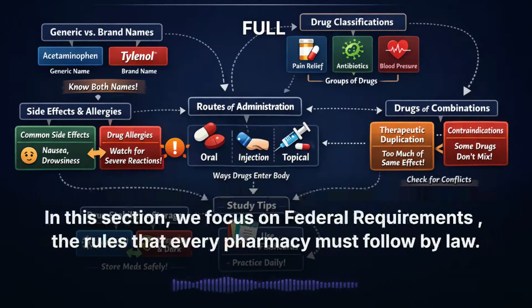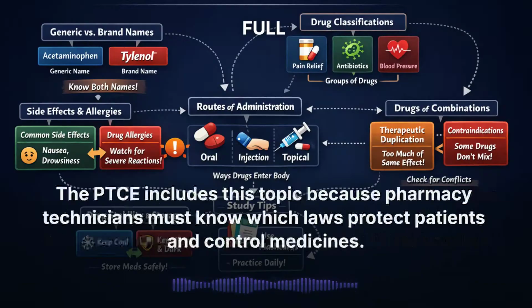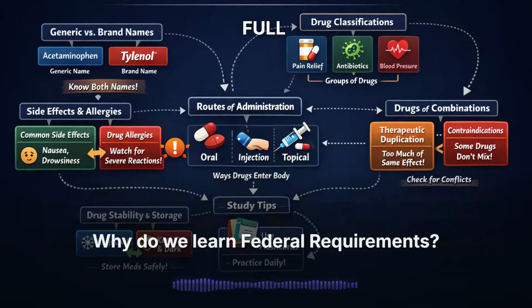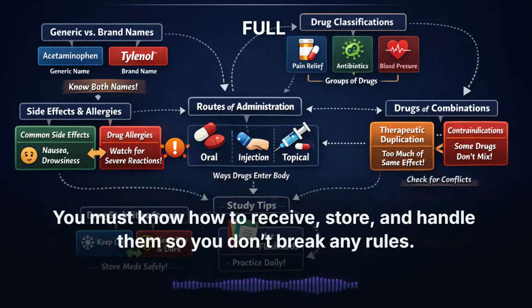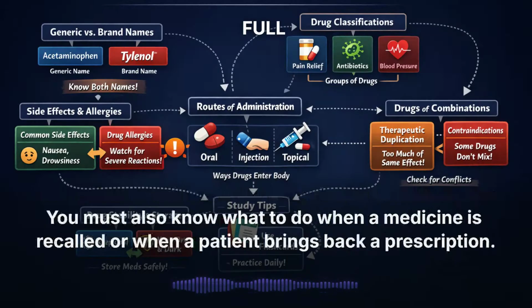In this section, we focus on federal requirements, the rules that every pharmacy must follow by law. The PTCE includes this topic because pharmacy technicians must know which laws protect patients and control medicines. Why do we learn federal requirements? Pharmacists and pharmacy techs work with controlled substances, like pain medicines, that the law watches closely. You must know how to receive, store, and handle them so you don't break any rules. You must also know what to do when a medicine is recalled or when a patient brings back a prescription.